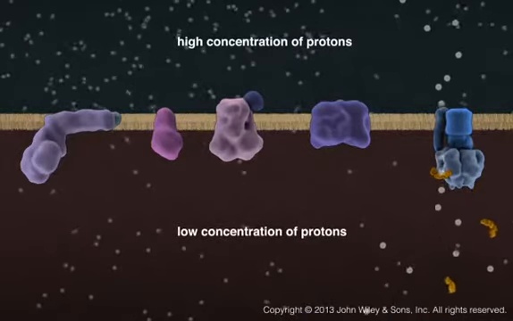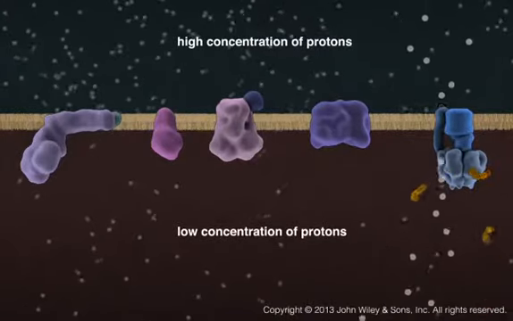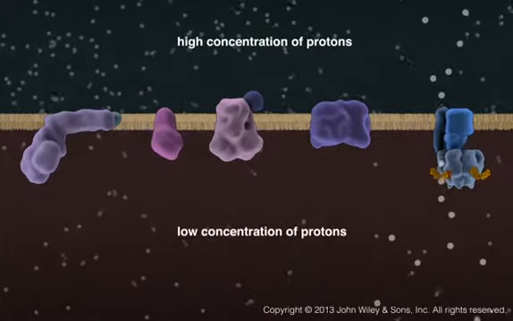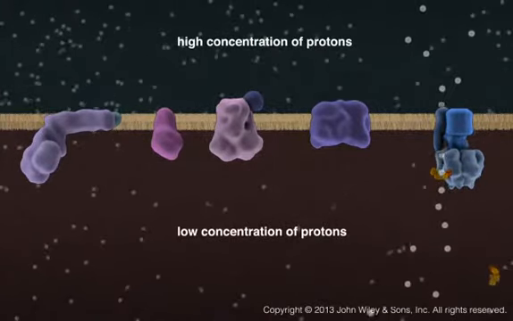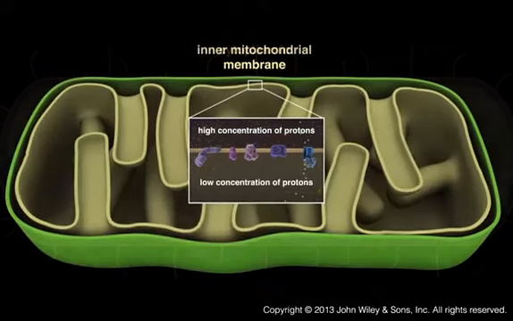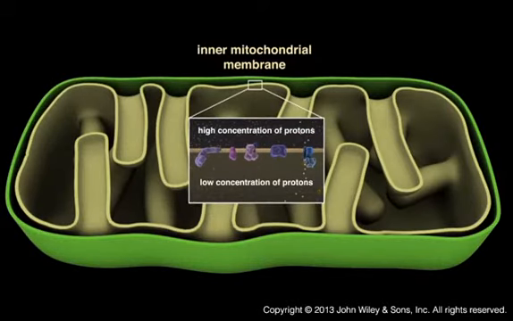We have been discussing the formation of the proton gradient on the inside and outside of a membrane. Where is this membrane found in cells? In bacterial cells, this process occurs across the cytoplasmic membrane. In eukaryotic cells, this process occurs across the inner membrane of the mitochondrion.